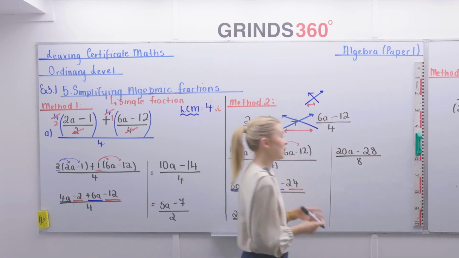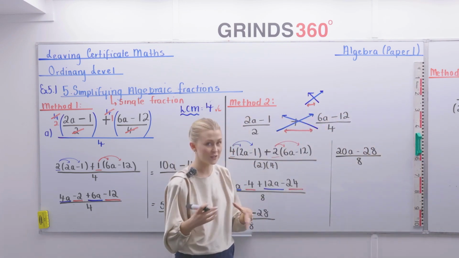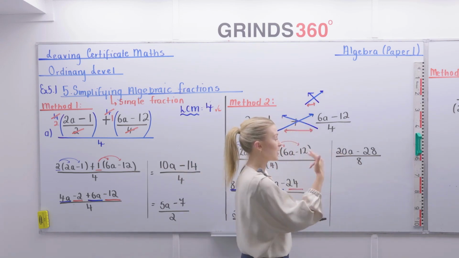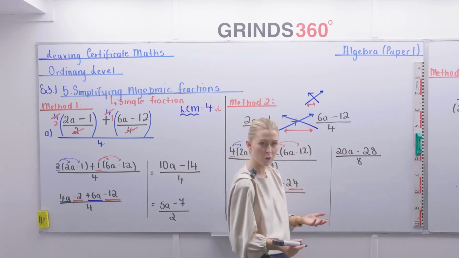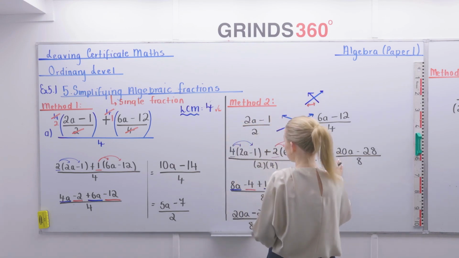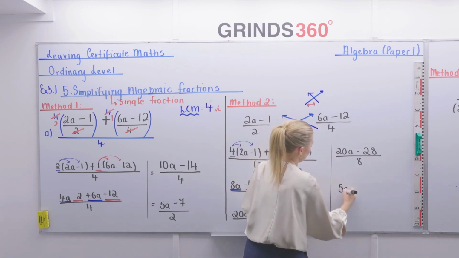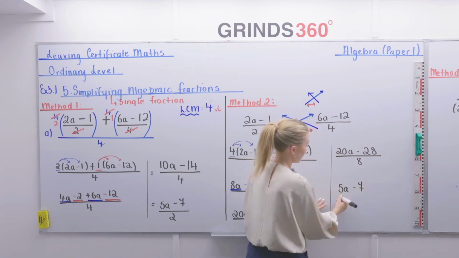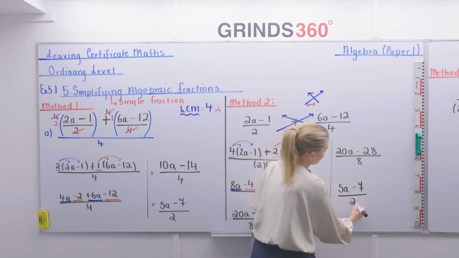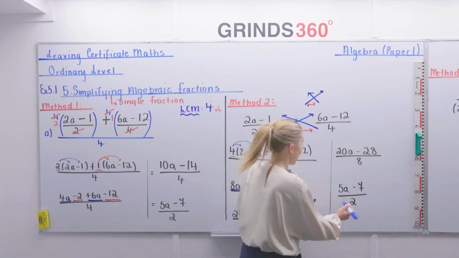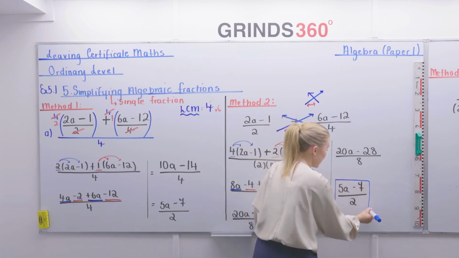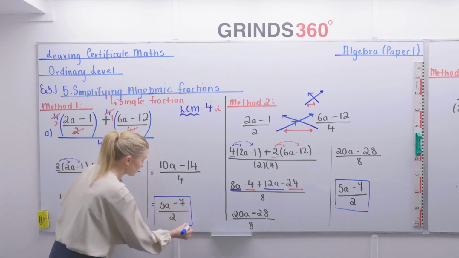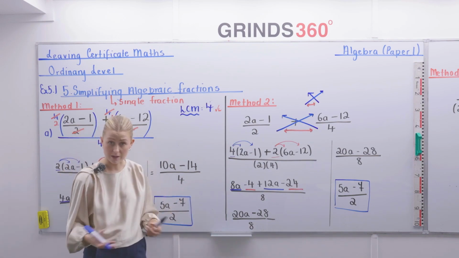Can I simplify that down ever so slightly more? Not going to do it step by step, but is there a number? What's the biggest number that will divide into 20, 28, and 8? 4. 4 into 20 will go 5 times, so I'm left with 5a. 4 into 28 will go 7 times. And 4 into 8 will go twice. So what we see here is we have the same answer no matter which of the methods you choose to use. I always say to students, choose a method.